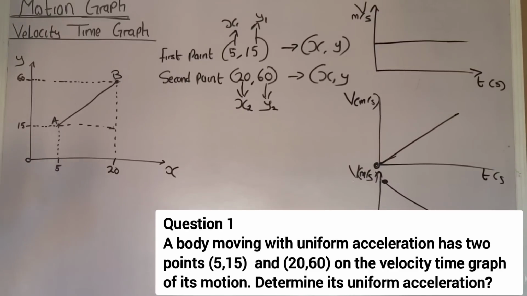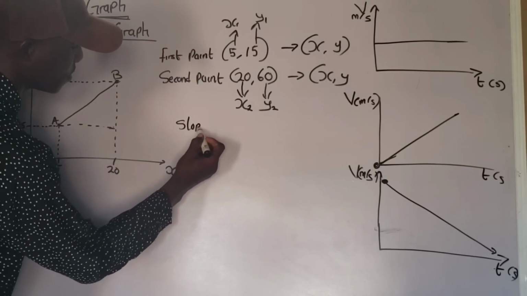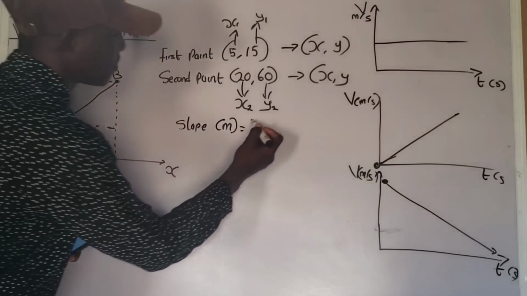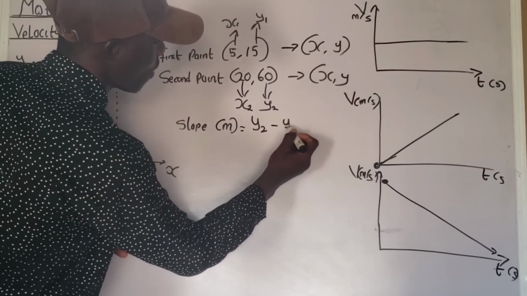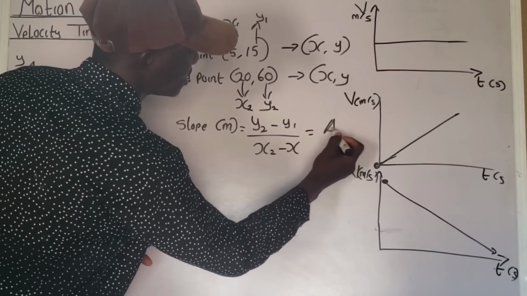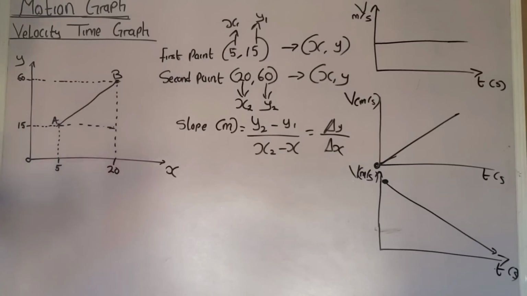Don't forget, in coordinate geometry, slope is always represented as m equals y2 minus y1 all over x2 minus x1, or change in y all over change in x. I'm very sure you remember this formula very well. We are still going to use the formula to determine the uniform acceleration. So let's calculate the slope of AB.